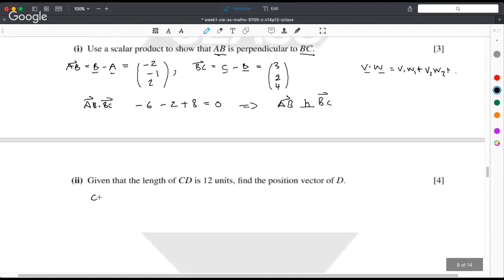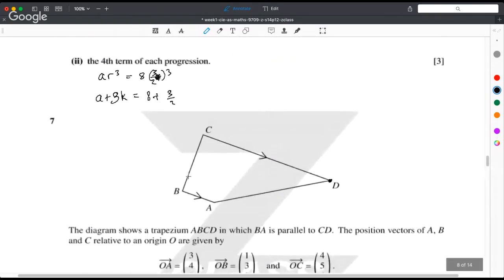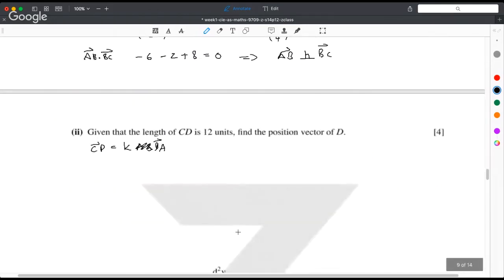So we say that CD is equal to some number k times the vector AB. In fact, the vector BA, because if it was the vector from A to B, that's actually going in the opposite direction, so there would be a minus sign coming out. So it's equal to some k times (2, 1, -2), which is minus AB.